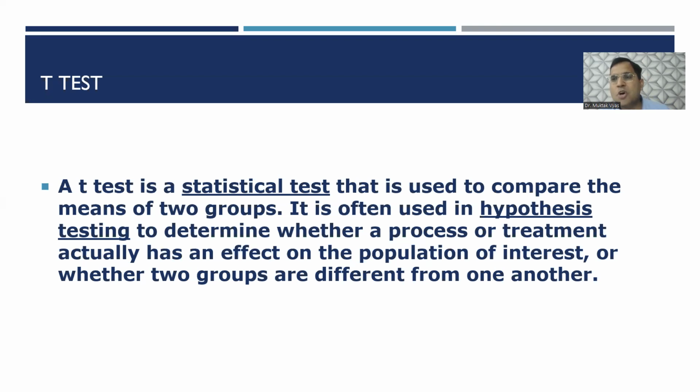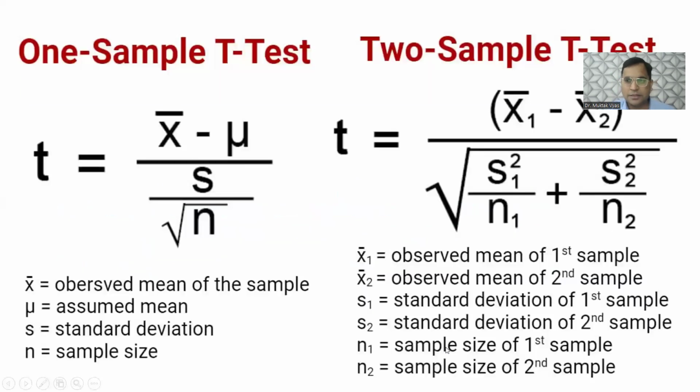So a t-test is a small sample test. It is used when sample size is below 30 and you do not know the standard deviation or variance of the population. So first we'll look at the t-test formula.